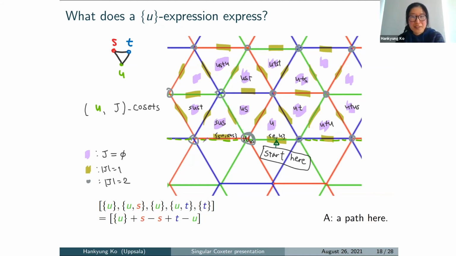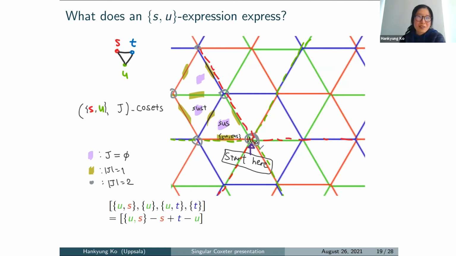And so the answer to the question, what's U expression? What does it express? It expresses a pass here. Or you can say maybe the end point of a pass here. Maybe that's a better answer.